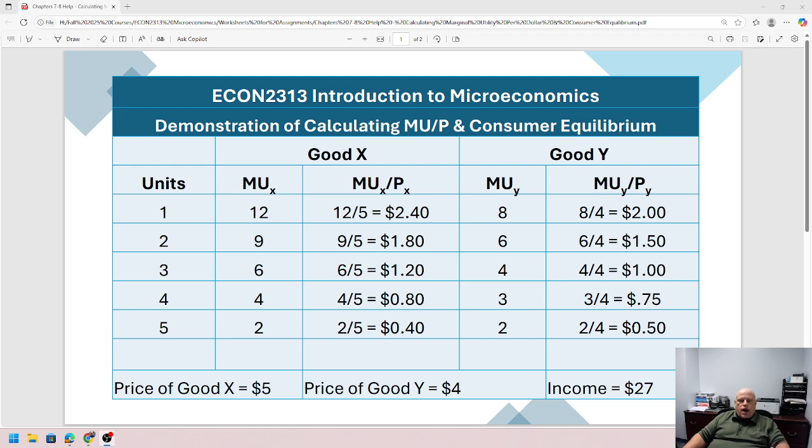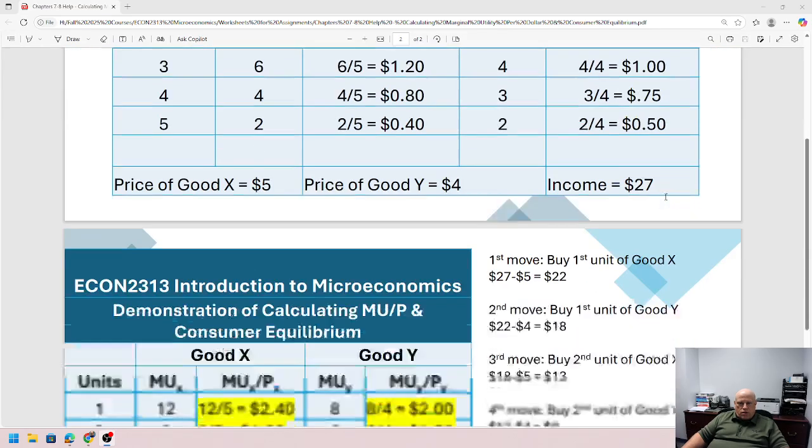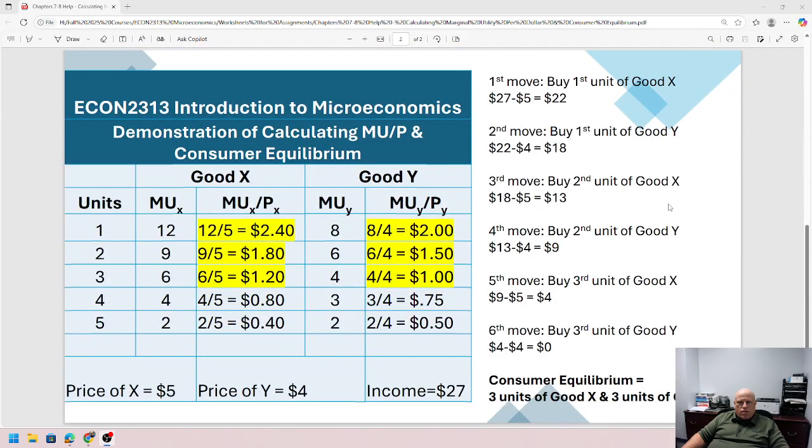All right. Now that we have these values, it's very simple. All we're going to do to figure out the consumer equilibrium point is, let me go down here just a little bit. Right here on this slide, I've basically shown you each step along the way.